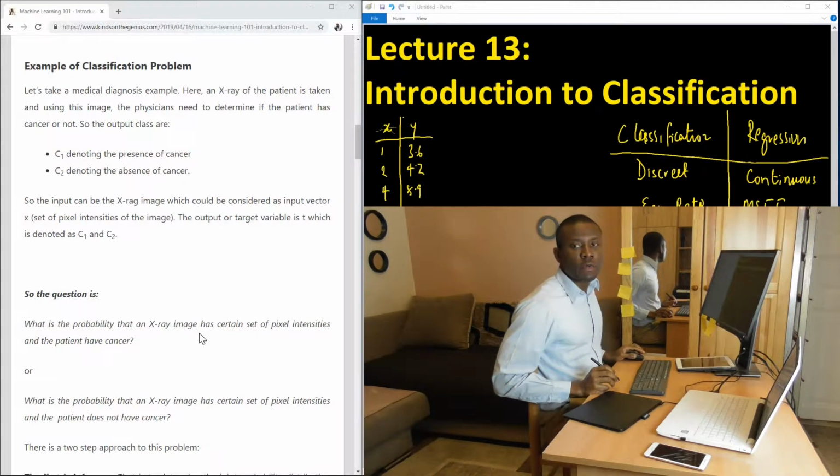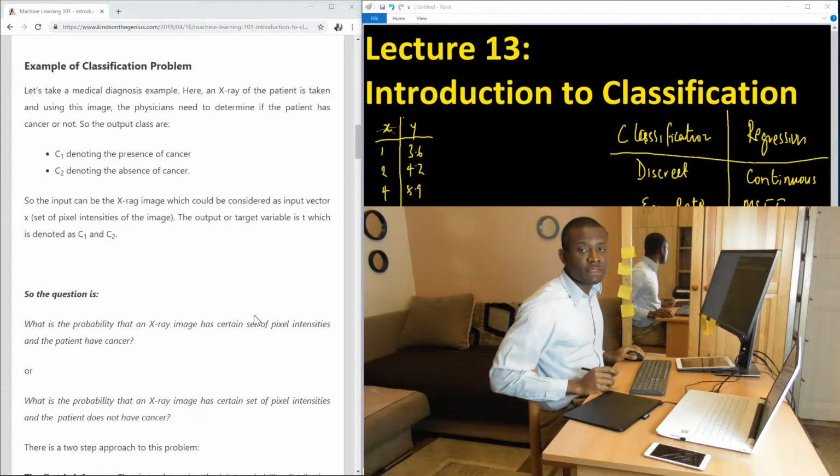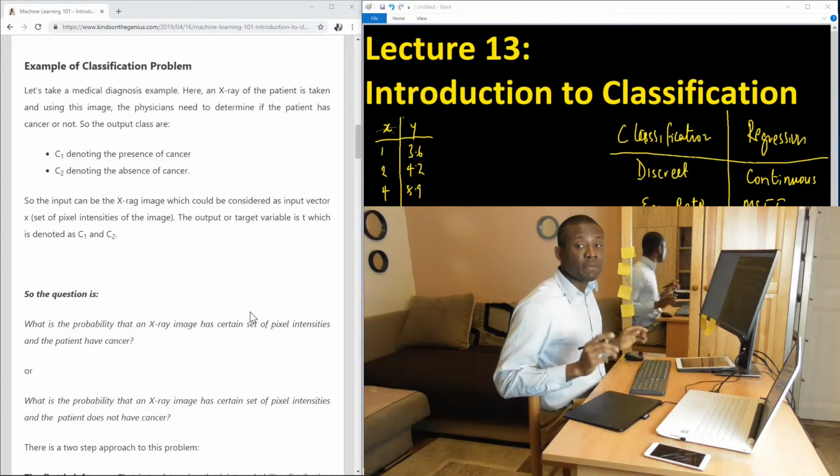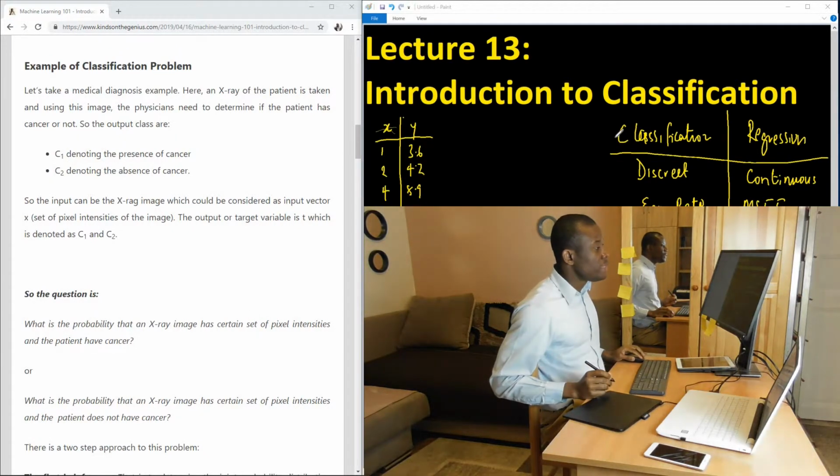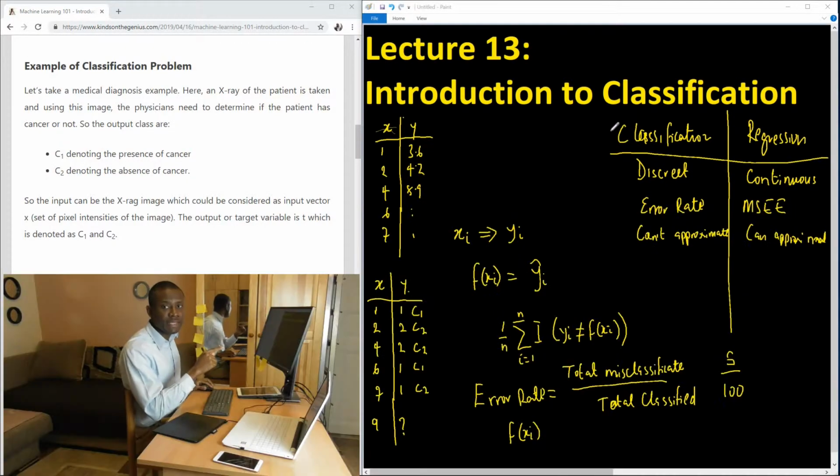So today we continue from where we stopped in our introduction to classification. And remember, we are now talking about the second aspect of supervised learning, and that is classification. Today we are going to be looking at a typical example of classification. And just to remind you, classification is a situation whereby the target variable or the dependent variable is categorical or discrete. I already explained the difference between these, and I also explained the difference between classification and regression, as you can see on the screen right here.